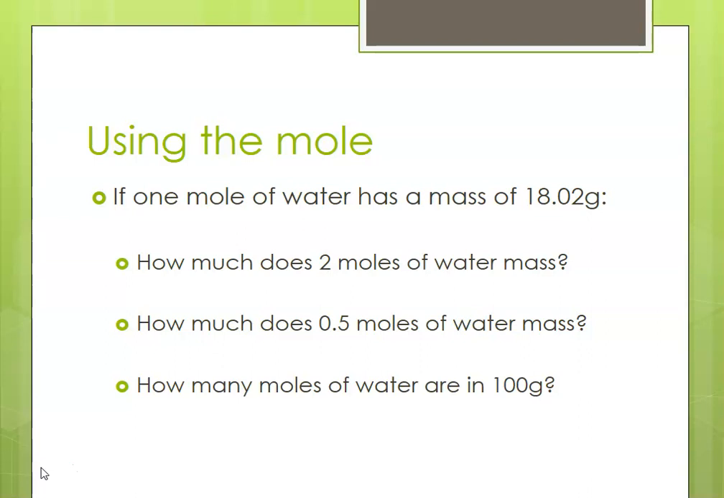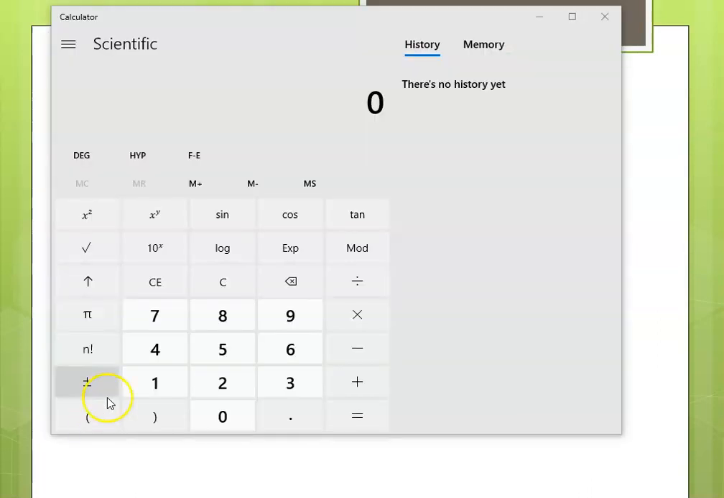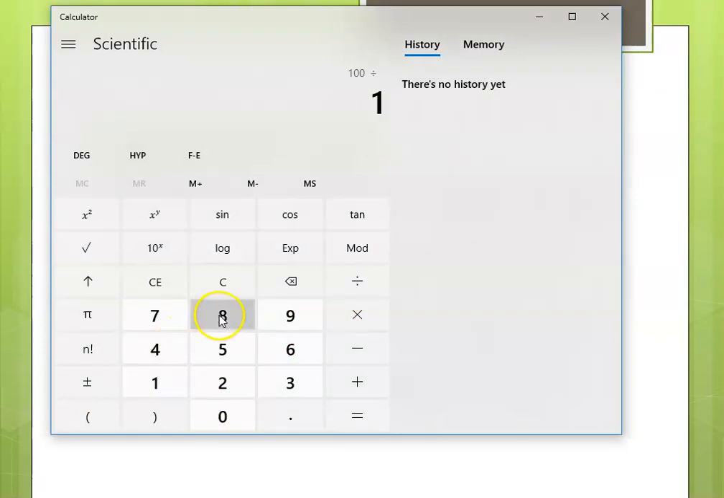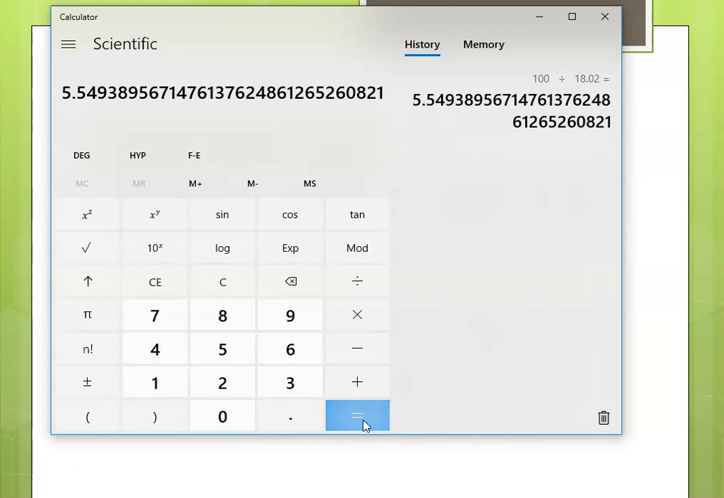However, that's not particularly accurate, but it's a good way to check that we've got the right answer. You know it's going to be somewhere just over 5.5. The way to solve it, of course, is to take that mass of 100 grams and divide it by our molar mass of 18.02 grams. And here we go, 100 grams divided by 18.02, and we get an answer there of 5.55 moles, rounded to 3 significant figures. So we take the mass and we divide it by the molar mass.